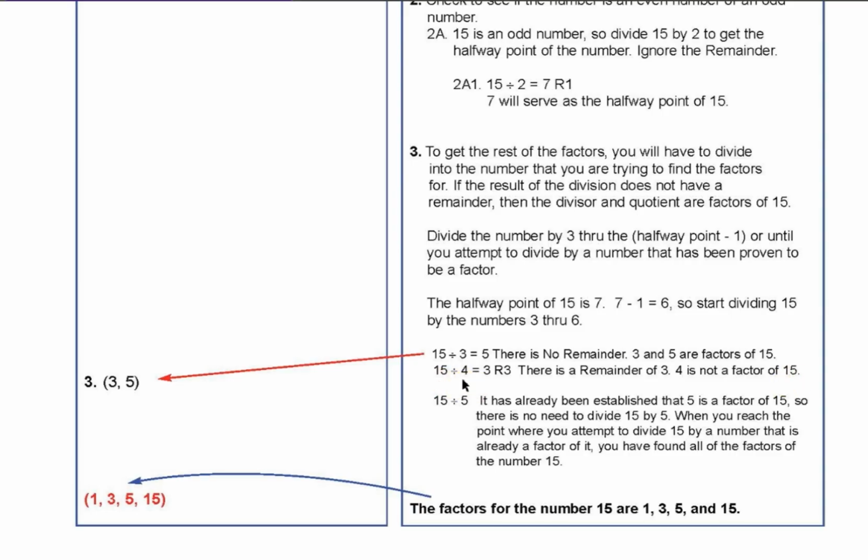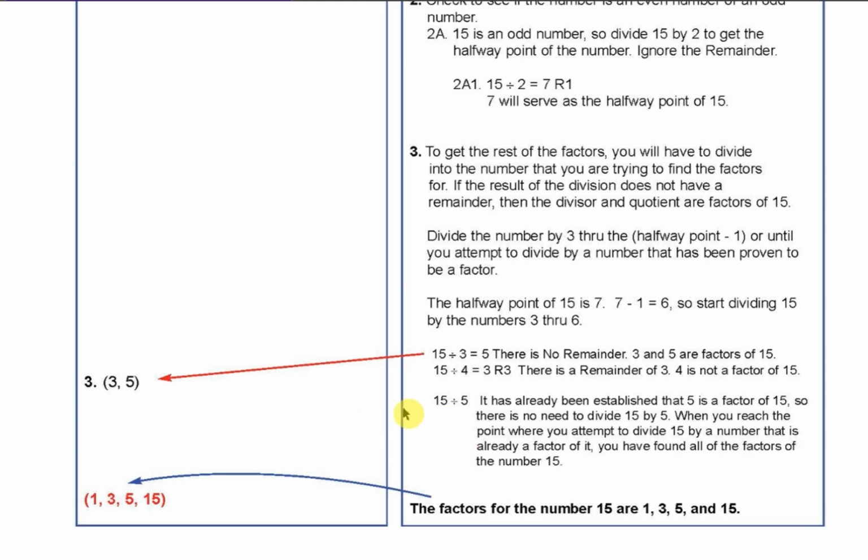Next, we will divide by 5. Now, please note, it has already been established that 5 is a factor of 15. So, there is no need to divide 15 by 5. When you reach the point where you attempt to divide 15 by a number that is already a factor of it, you have found all of the factors of the number 15.